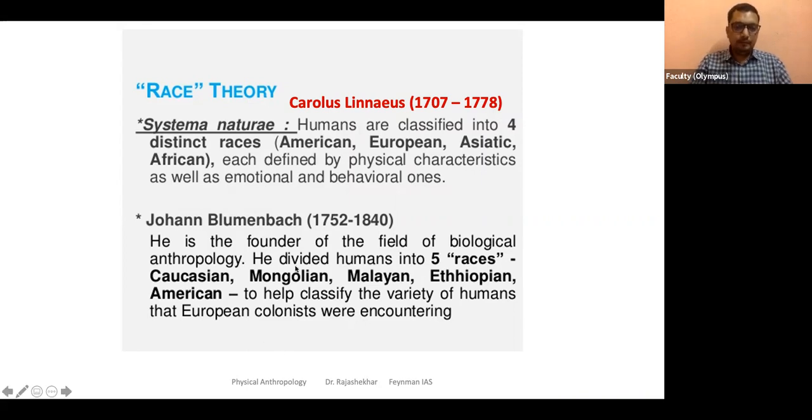Mostly when migration was happening, when European colonies were established, they started seeing people with different colors and different characteristics. They wanted to classify them differently, like Caucasians, Mongolians, Malayans, Ethiopians, Americans, different classes came. We are going to pick up some of these and discuss the criteria for them. I wanted to give a brief history related to it.